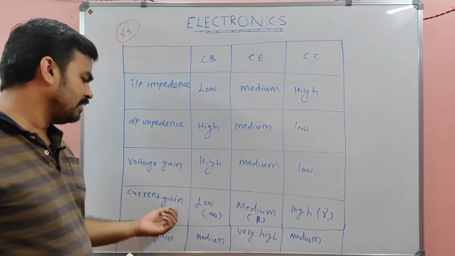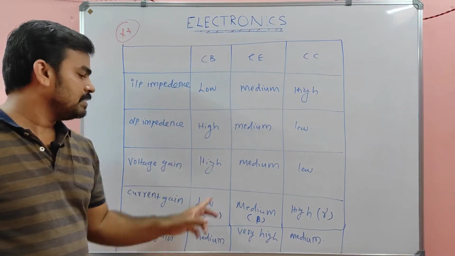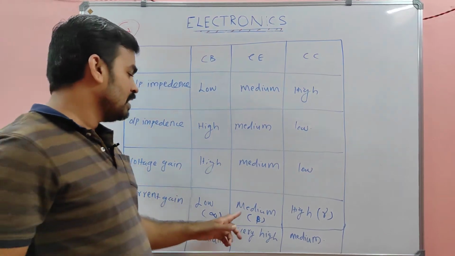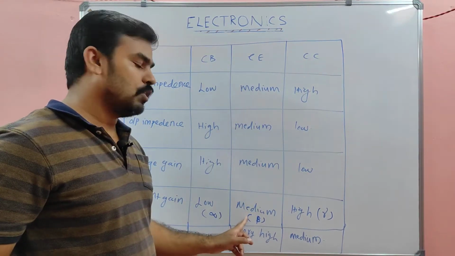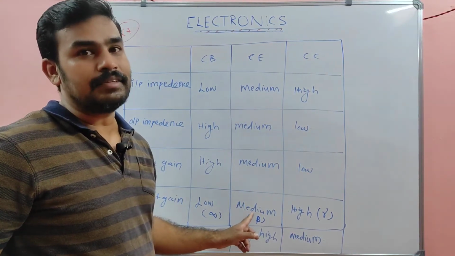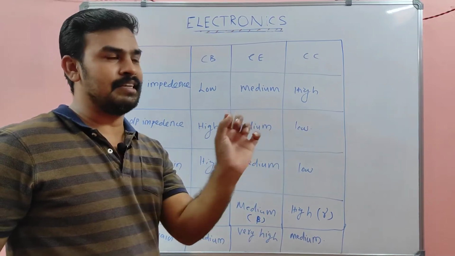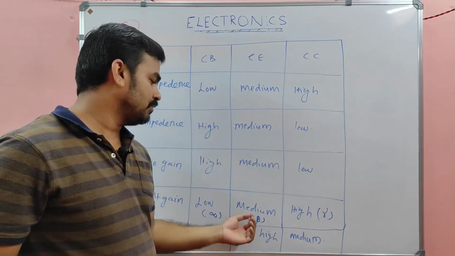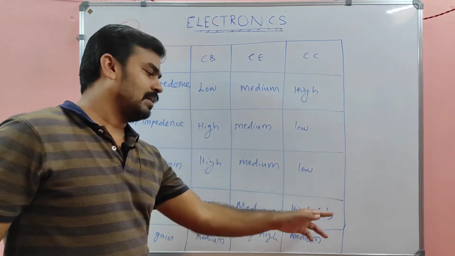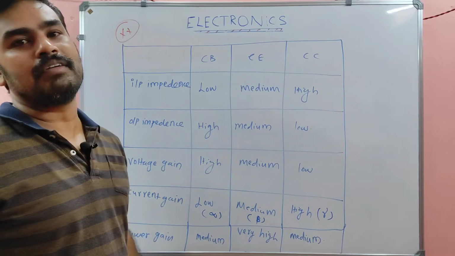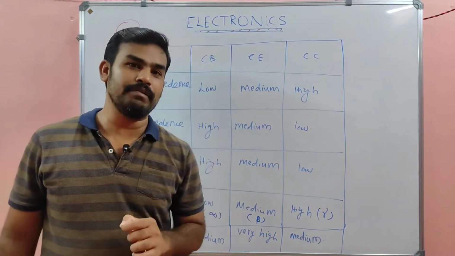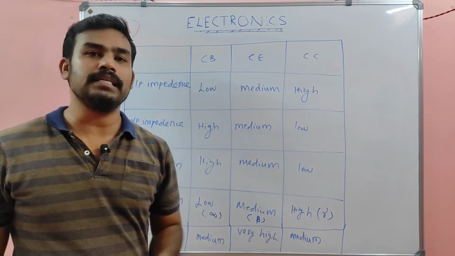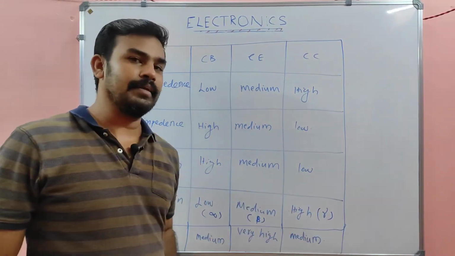That we already know, right? Current gain for common base is called alpha. Alpha, we know, is very low, less than 1. And medium for common emitter, it is beta, right? Beta, we know, is nearly in the range of 100, 200, etc. So it is high actually, that is why medium. But for the common collector configuration we discussed gamma already, and gamma is the highest value among these three, alpha, beta, gamma. That is why it is high.